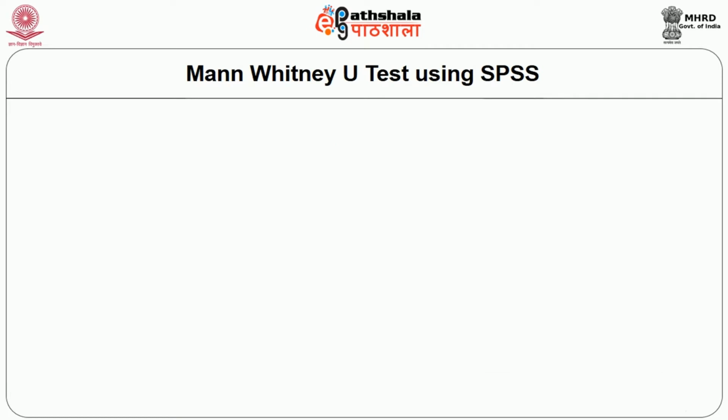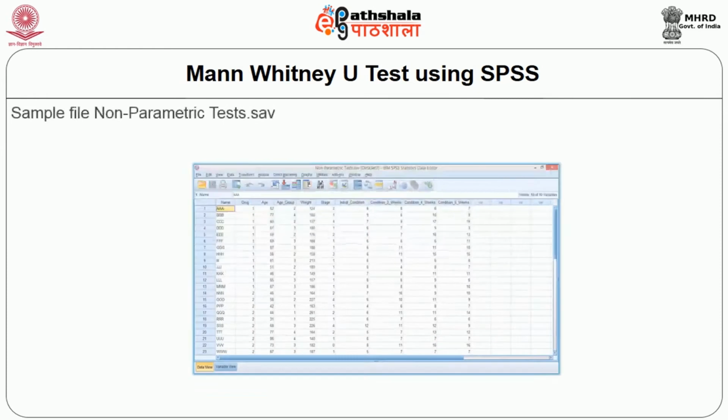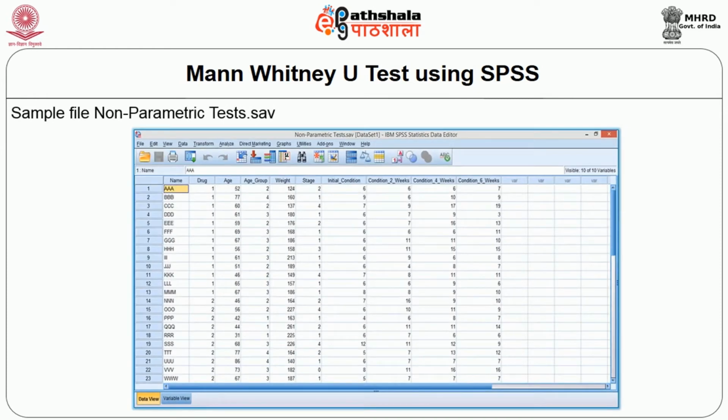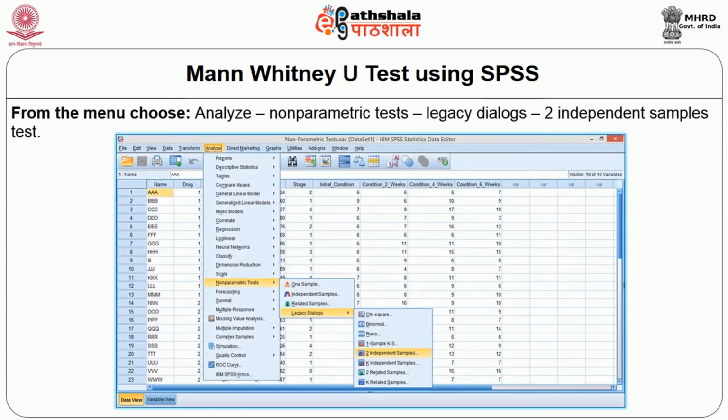Now let us move into using this test with SPSS practically. Let us use the sample file non-parametric test.sav, which includes the data as given above. From the menu, choose Analyze, go to non-parametric test, Legacy dialogs, 2 independent sample test.